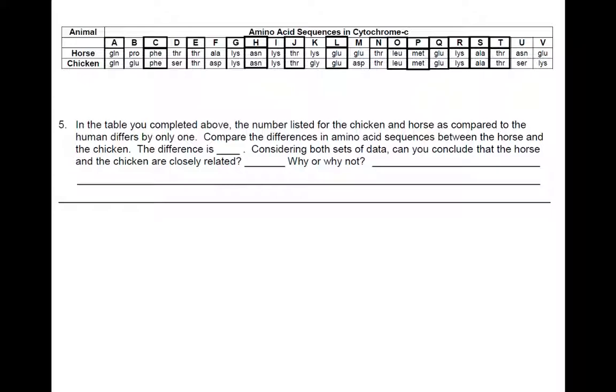We're asked to now compare chicken and horse not to humans, but to each other. Okay, so I've only pulled out the horse and the chicken, and you notice there's a lot more columns now that are exactly the same. And so if we look, there's a difference in column B, in column D, in column F, in column K, M, U, and V. And so that comes out to only 7 differences between the horse and the chicken.